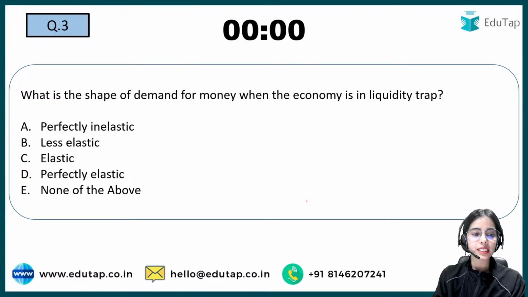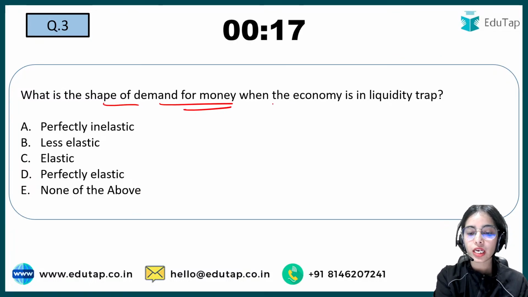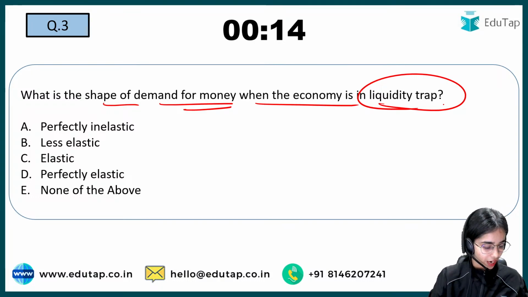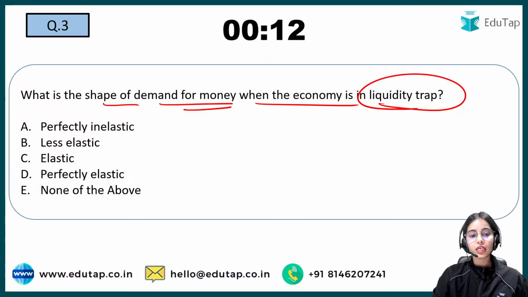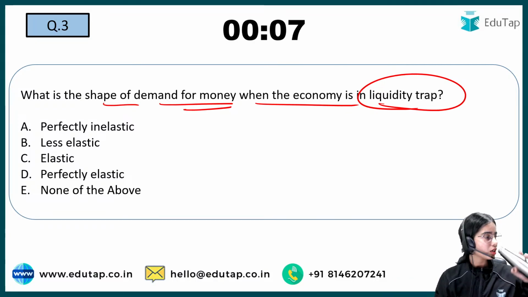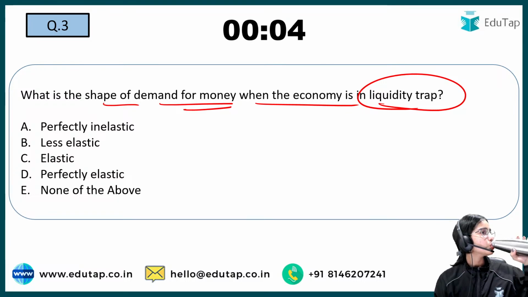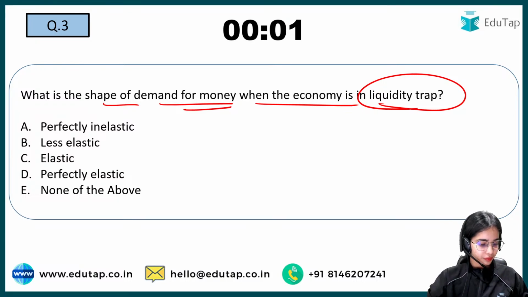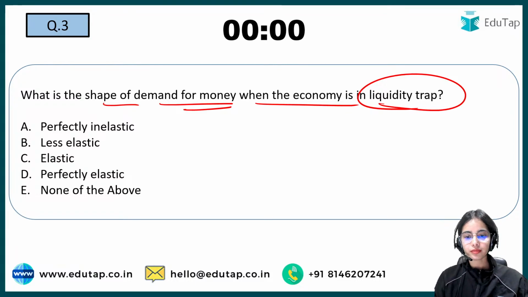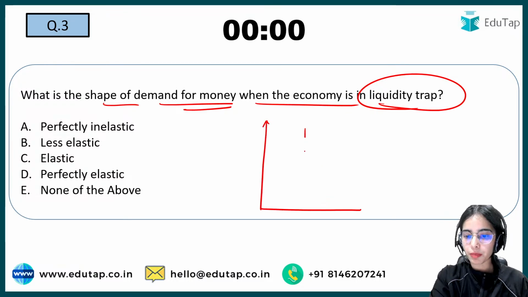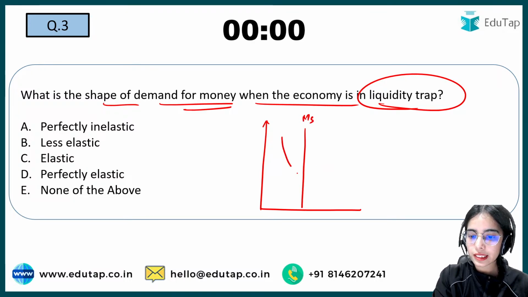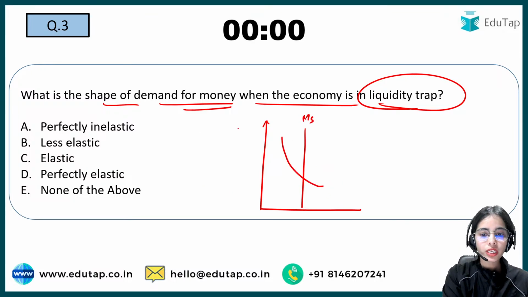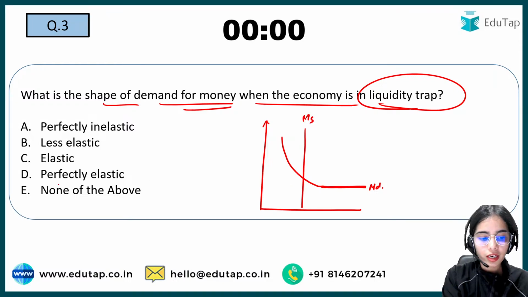Next is, what is the shape of the demand for money when the economy is in the liquidity trap? So now you have to tell me what is the shape of demand for money when the economy is in liquidity trap. Here, this is the supply of money. This is the demand for money. Now, what is the shape of the demand for money when it is in liquidity trap? So it is perfectly elastic.